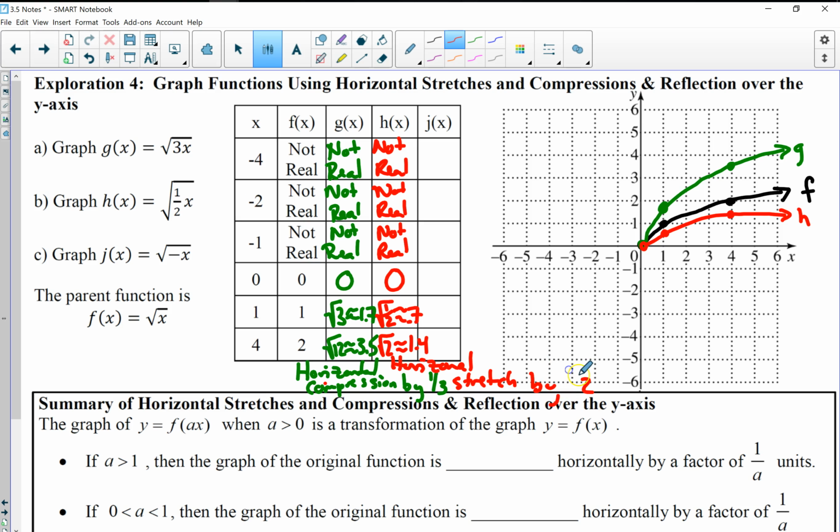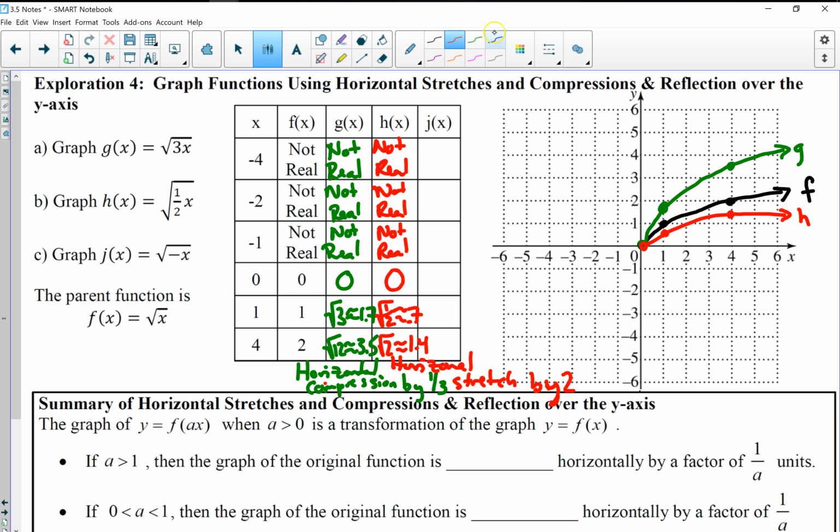And more than saying how much it's a horizontal stretch or compression by, that number is not as important, I'd say, as classifying the type of relationship. So if you see a number bigger than 1 multiplying your x value, that's always going to create a horizontal compression. If the number that's multiplying your x is between 0 and 1, that's going to create the stretch behavior, a horizontal stretch.